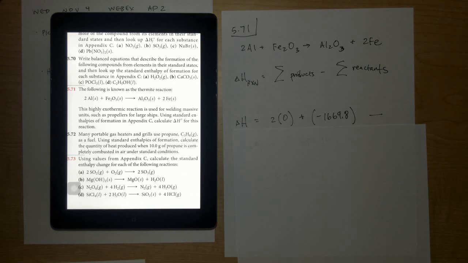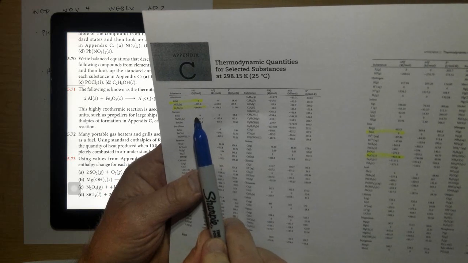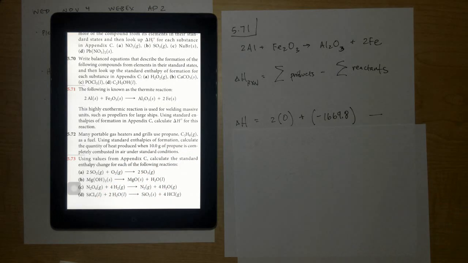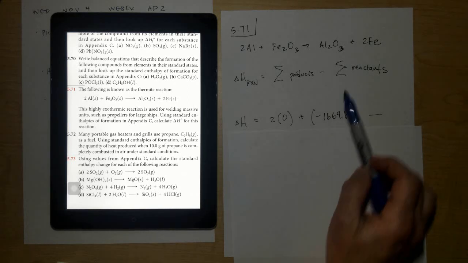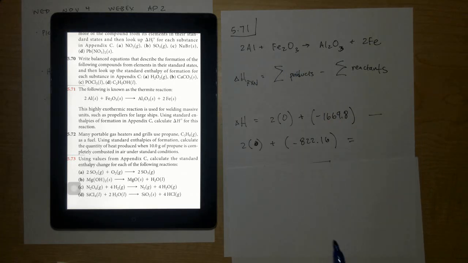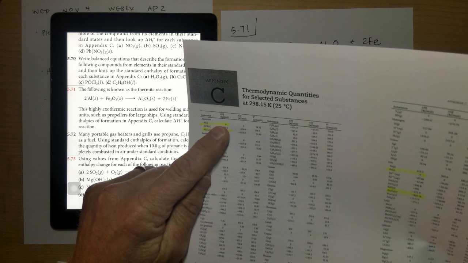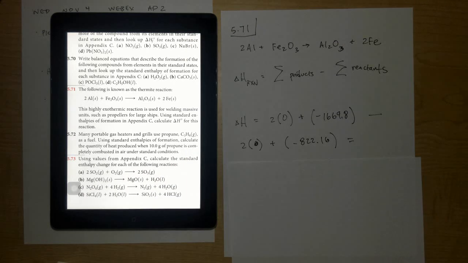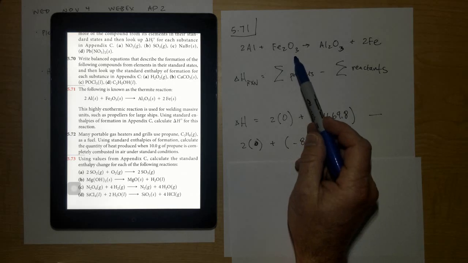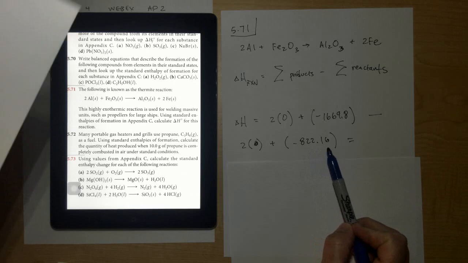And then Al2O3, I have to look way over here on this side, and Al2O3 is negative 1669.8, all kilojoules. On the other side of the reaction, now the reactant side, 2 times Al, that's going to be 2 times 0 again, because of course aluminum is in its elemental state, so it has an enthalpy of formation of 0. And then Fe2O3, that one you look up over here, and that one ends up being negative 822.16.